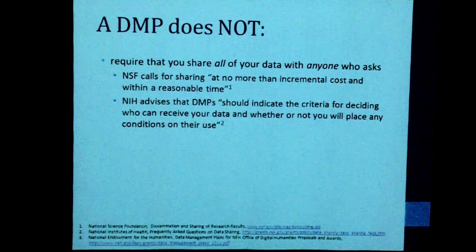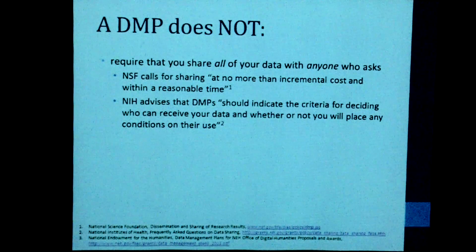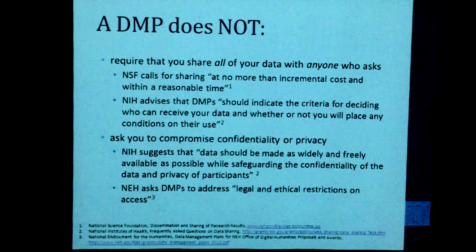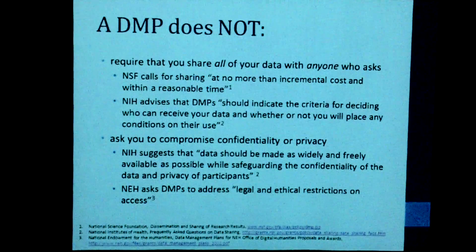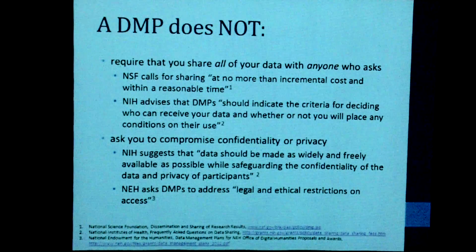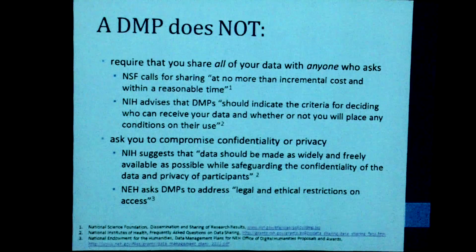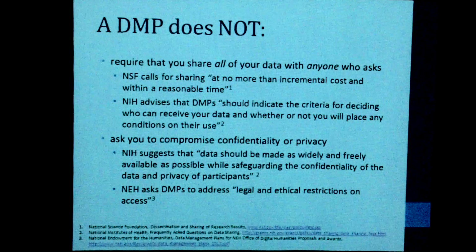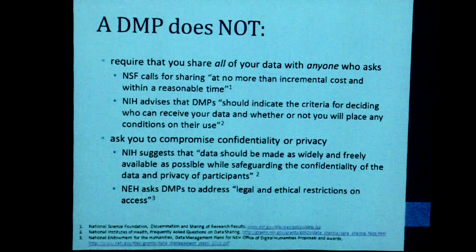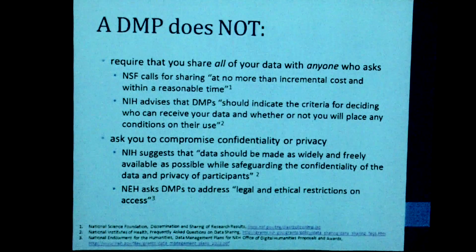NIH advises that DMPs should indicate the criteria for deciding who can receive your data and whether or not you'll place any conditions on their use. So you have a lot of leeway to say who can get it and what they can do with it. And you're also not being asked to compromise the confidentiality of your data or the privacy of your subjects. NIH specifically asks that data be made as widely and freely available as possible while safeguarding the confidentiality of the data and the privacy of participants. And NIH asks specifically that DMPs address how you're going to handle those legal and ethical restrictions on access. So lots of options for you to say what you will and will not allow to be done with your data.